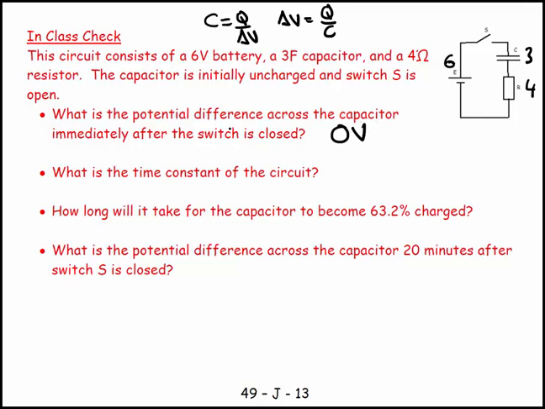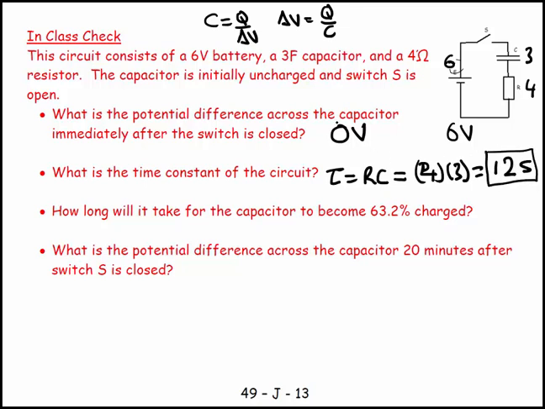So what's the potential difference across the resistor? That would be 6 volts, because it's a 6 volts EMF. What is the time constant of the circuit? My time constant equals RC, which equals 4 times 3, which equals 12 seconds. It takes 12 seconds to get to 63% of the fully charged condition. How long will it take the capacitor to get to 63% charged? 12 seconds. It's the time constant. It's a very useful thing.